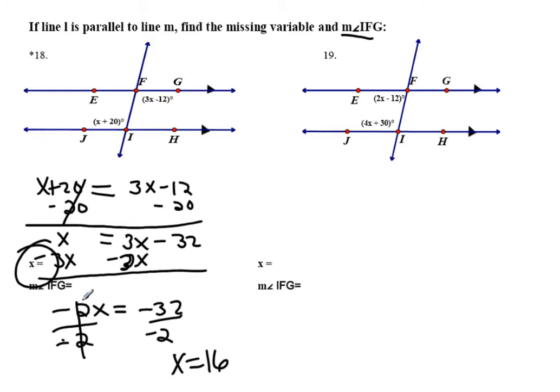Then the measure of IFG, well, I always check my x value anyway, so I'm going to find IFG and I'm going to find JIF just to make sure I did it right. So 3 times 16 minus 12 is going to give me 36. And 16 plus 20 is going to give me 36. So by plugging my x back in, I know I did it right because this does equal this. And my answer for IFG is 36 degrees.